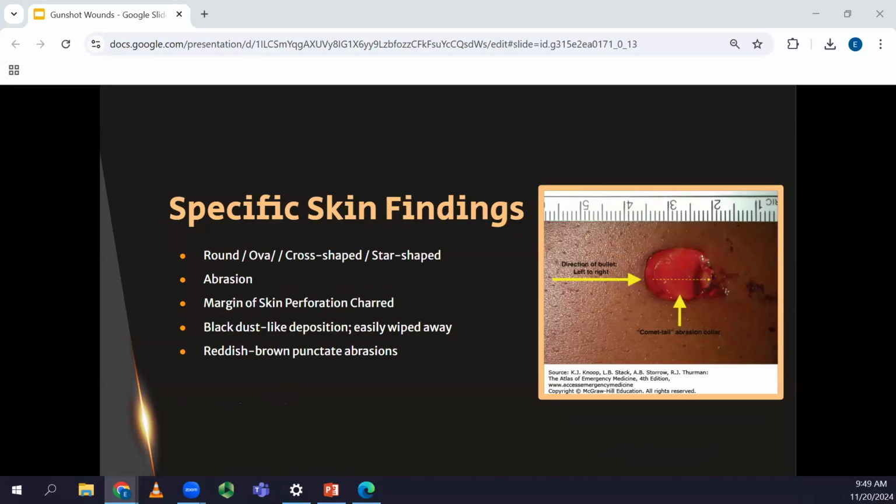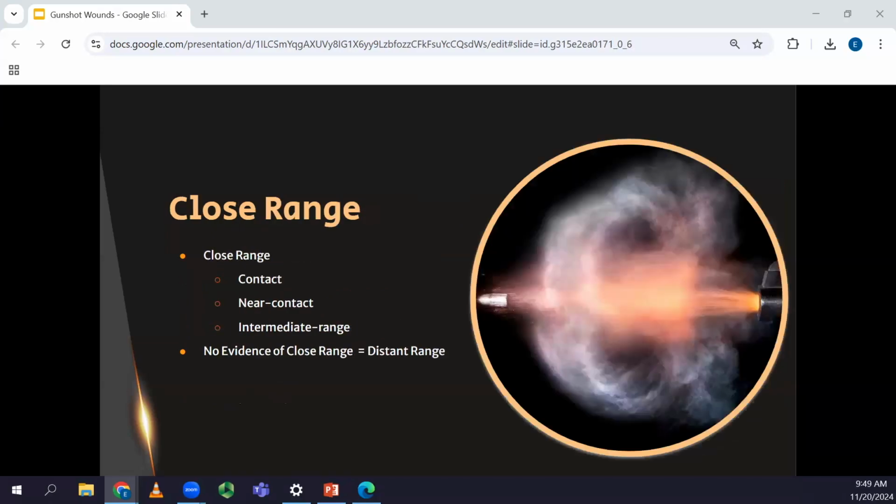So for the next couple of pictures, I'm just going to ask for some participation, just say however you would describe the wounds. But in general, like I said before, you have close range with contact, near contact, and intermediate range. Contact, you'll tend to see soot, right? That tends to be apparent when the gun is less than 6 inches away. And then you have intermediate range, which you'll tend to see stippling, the powder tattooing, and specifically you'll see punctate abrasions.